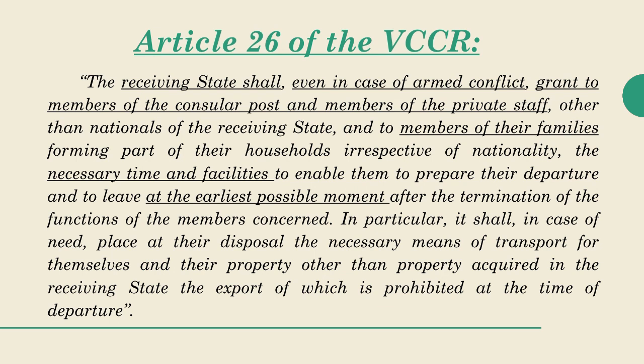In particular, it shall, in case of need, place at their disposal the necessary means of transport for themselves and their property, other than property acquired in the receiving state, the export of which is prohibited at the time of departure. This article corresponds to and is modeled on Article 44 of the Vienna Convention on Diplomatic Relations.